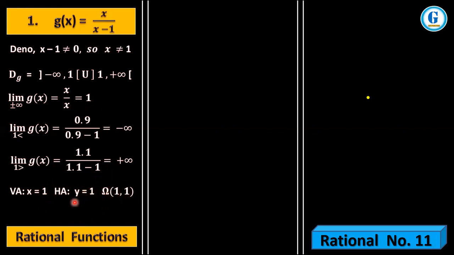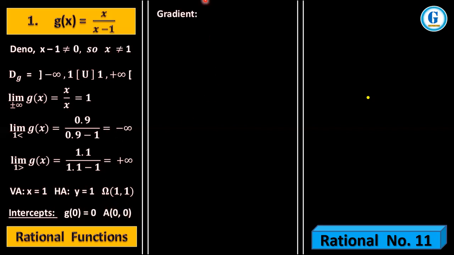Okay. Now let's talk about the intercepts. When x is equal to 0, what will be g of 0? g of 0 is going to be 0. So we have an intercept at the point 0, 0, which is the origin of the Cartesian plane. Now, when x equals 0, y is 0. So I cannot talk again about y equals 0, because from here we can see that when y is 0, x is also equal to 0.